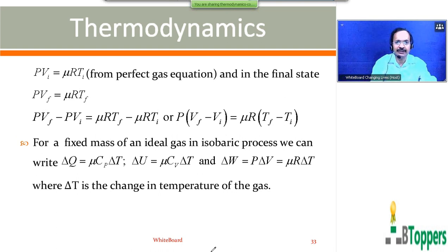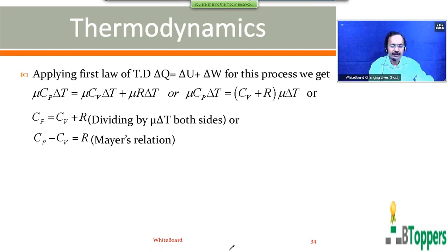So I am going to show you the next slide here. Applying the first law of thermodynamics, delta Q equal delta U plus delta W, for this process we get nu Cp delta T. That means you can substitute delta Q at constant pressure as nu Cp delta T on the left hand side, and delta U equal nu Cv delta T, the first term on the right hand side, and delta W equal nu R delta T at constant pressure. So you can take nu delta T common on the right side. So you get nu Cp delta T equal Cv plus R into nu delta T.